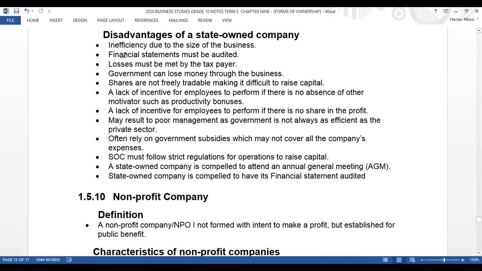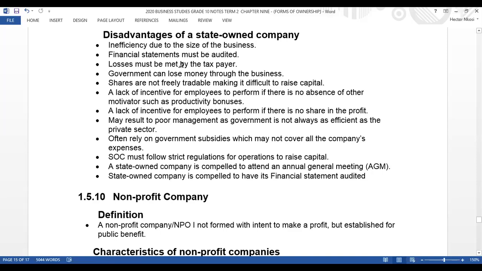We know that inefficiency due to the size of the business is very important. And also the financial statements must be audited. That's the bad thing, because remember, if financial statements must be audited, it means more cost for us, because we need to go find an external auditor to come and check your papers. Sorry, not your papers, but your financial statements, right?